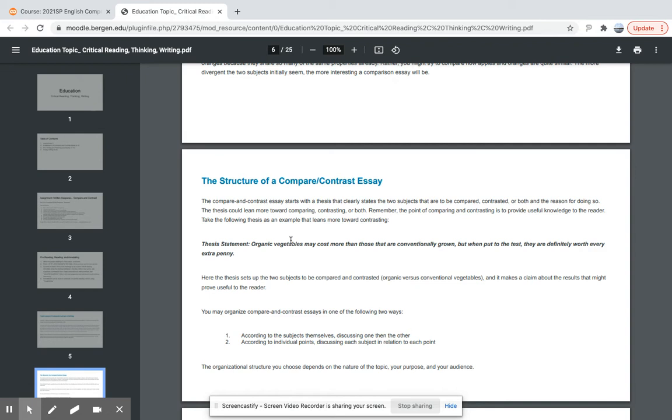The structure of a compare-contrast essay. The compare and contrast essay starts with a thesis that clearly states the 2 subjects that are to be compared, contrasted, or both, and the reason for doing so. The thesis could lean more toward comparing, contrasting, or both. Remember, the point of comparing and contrasting is to provide useful knowledge to the reader. Take the following thesis as an example that leans more towards contrasting. Organic vegetables may cost more than those that are conventionally grown, but when put to the test, they are definitely worth every extra penny.